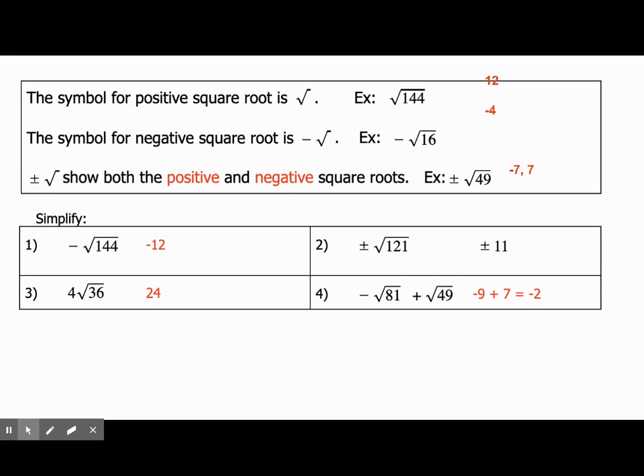So I'd like you to take a look at the symbol for the positive square root. And in this example, the square root of 144 is equal to 12. And then if you notice the symbol for the negative square root, it is outside the radical symbol. So the square root of 16 is 4, and the opposite of that is negative 4.